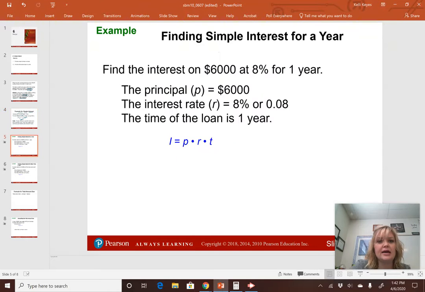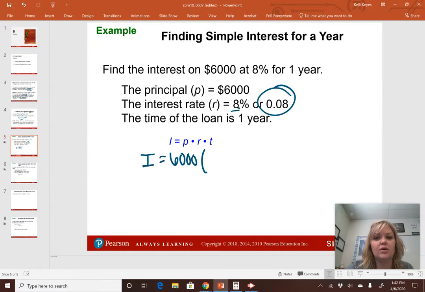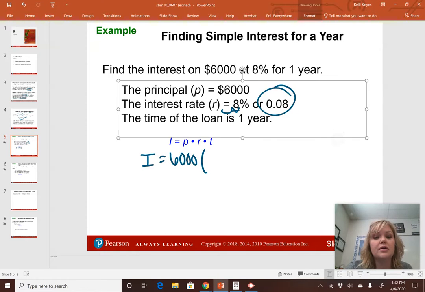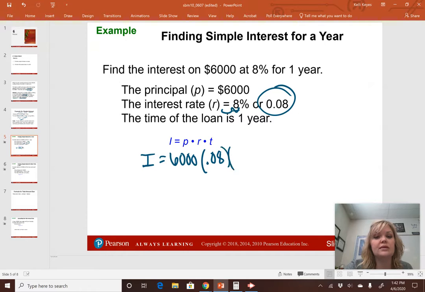We're looking at finding the interest on $6,000 at 8% for 1 year. Whether you're putting money in an account or taking a loan for a year, this will help figure out what the interest would be. So the interest equals the principal amount, which is 6,000, times the rate as a decimal. Since it's 8%, we go 2 places to the left, which is 0.08. So 0.08 times the time in years, and this is easy because it just says 1 year. So that's just times 1.